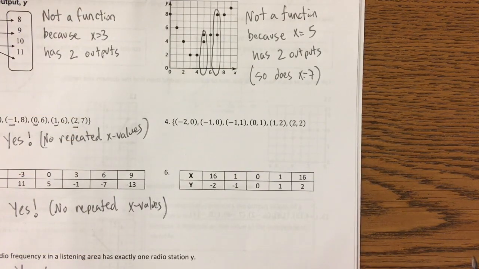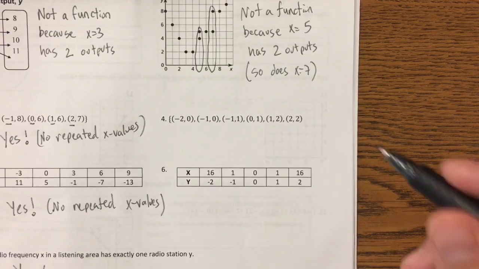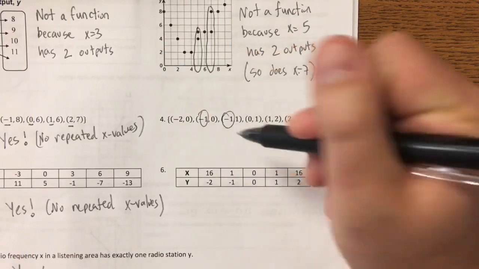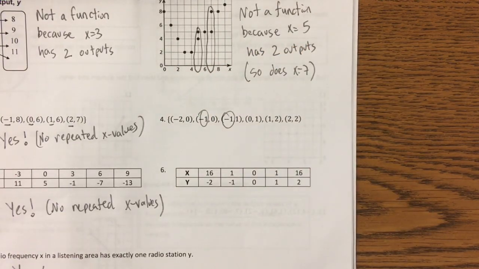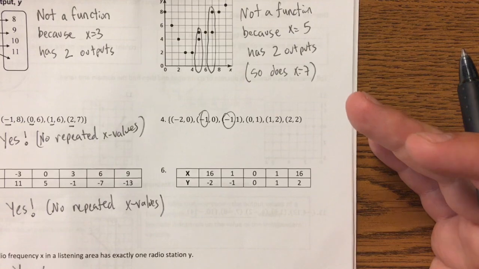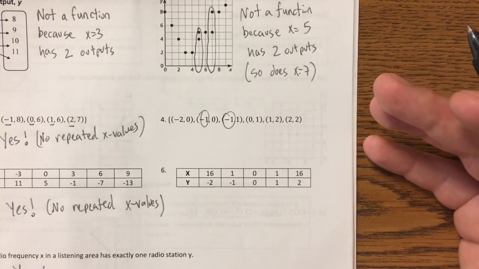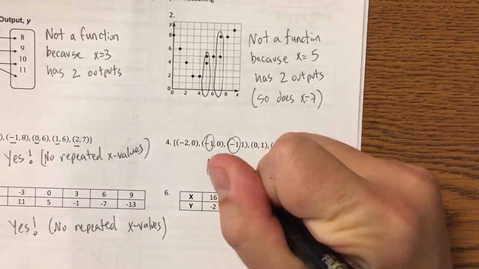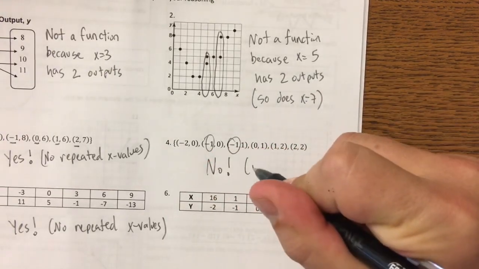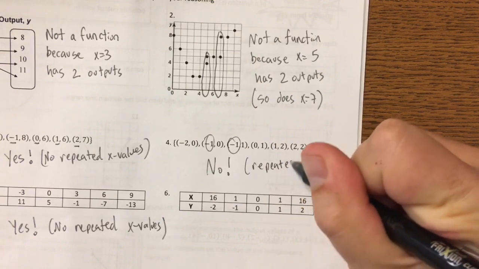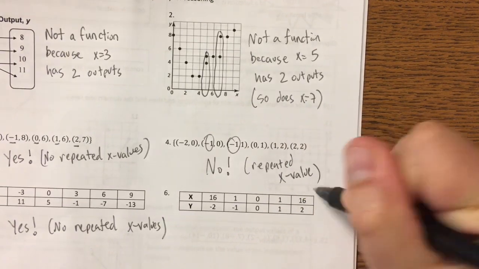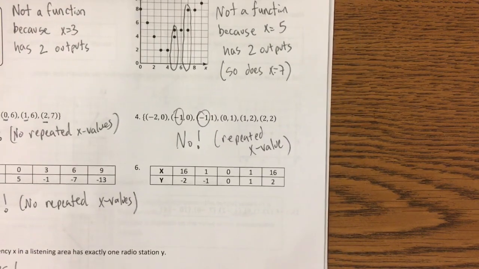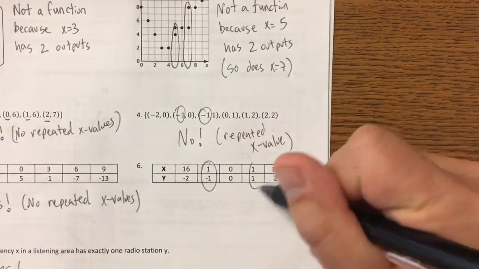It is a function or it's not a function? Okay, why not? Which x value is preventing it? Yeah, this -1 business, right? You're listening to country and hip-hop at the same time. Big disaster there, right? No. Okay, there's a repeated x value. Number 6. Is that a function? No, we've got another repeated x value.